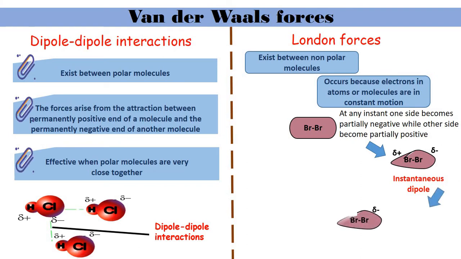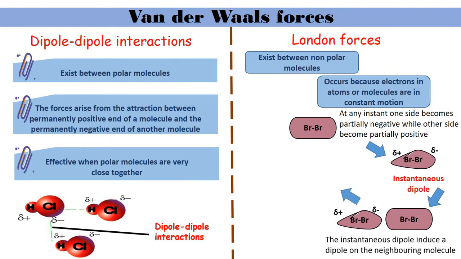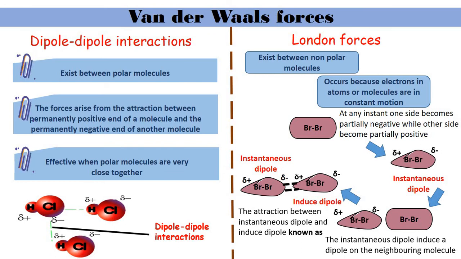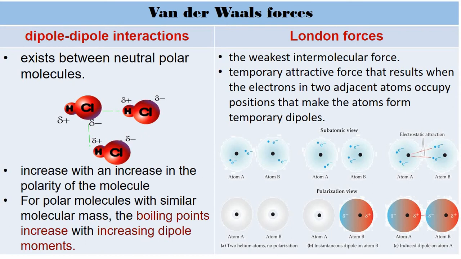Instantaneous dipole will induce the neighboring molecule. And now, the neighboring molecule is known as induced dipole. Attractive forces between instantaneous dipole and induced dipole is known as London forces. Next, the electrons will keep moving and electron distribution is symmetrical again. The following is some information about dipole-dipole interactions and London forces.